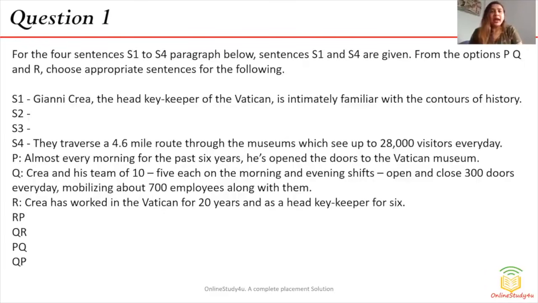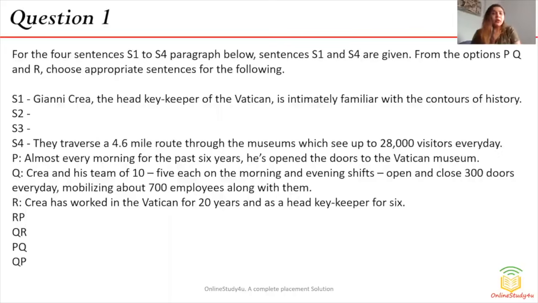Gianni Crea, the head keykeeper of the Vatican, is intimately familiar with the contours of history. And there are then 2 sentences which are missing. They traverse a 4.6-mile route through the museums, which see up to 28,000 visitors every day. Your sentence P is almost every morning for the past 6 years, he's opened the doors to the Vatican Museum. Crea and his team of 10, 5 each on the morning and evening shifts, open and close 300 doors every day, mobilizing about 700 employees with them. Crea has worked in the Vatican for 20 years and as a head keykeeper for 6.